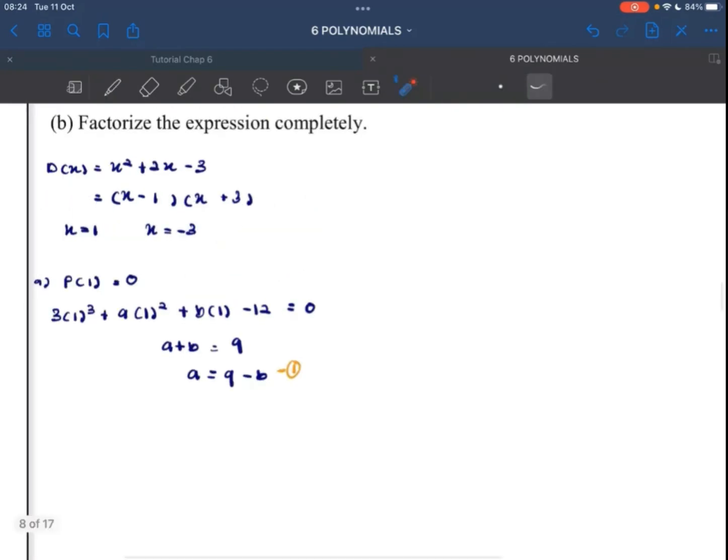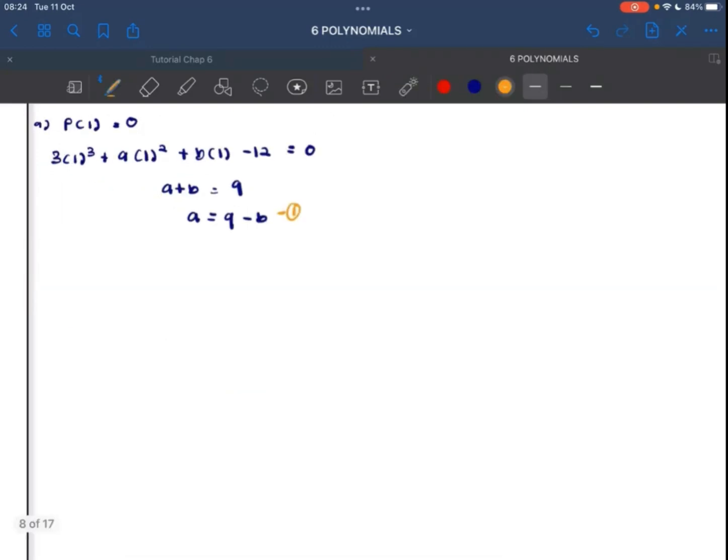Do the same thing untuk the other factor which is x plus 3, which is x kita ialah negative 3. So kita ada p(negative 3) equals to 0. 3(negative 3) cube plus a(negative 3) square plus b(negative 3) minus 12 equals to 0.